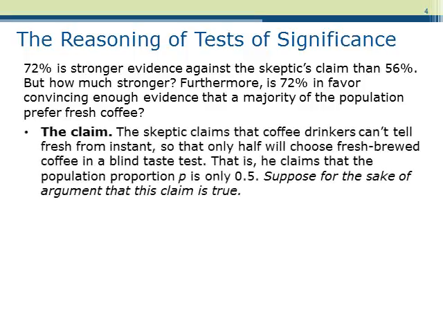Let's begin by analyzing the skeptic's claim. The skeptic claims that coffee drinkers can't tell fresh from instant, so that only half will choose fresh brewed coffee in a blind taste test. What he is actually claiming is that the population proportion P is equal to 0.5, where P is equal to the proportion of the population which would choose fresh brewed coffee in a blind taste test. Suppose, for the sake of argument, that this claim is true.